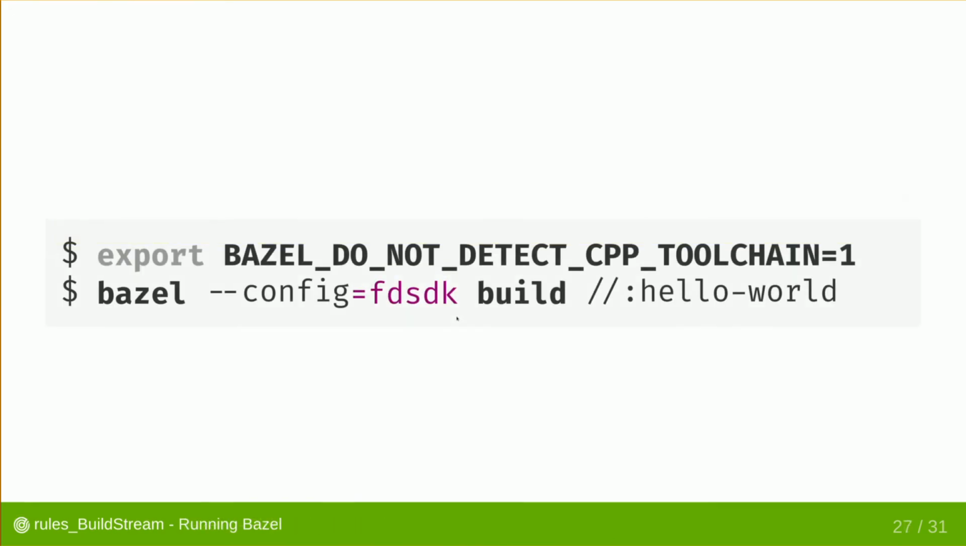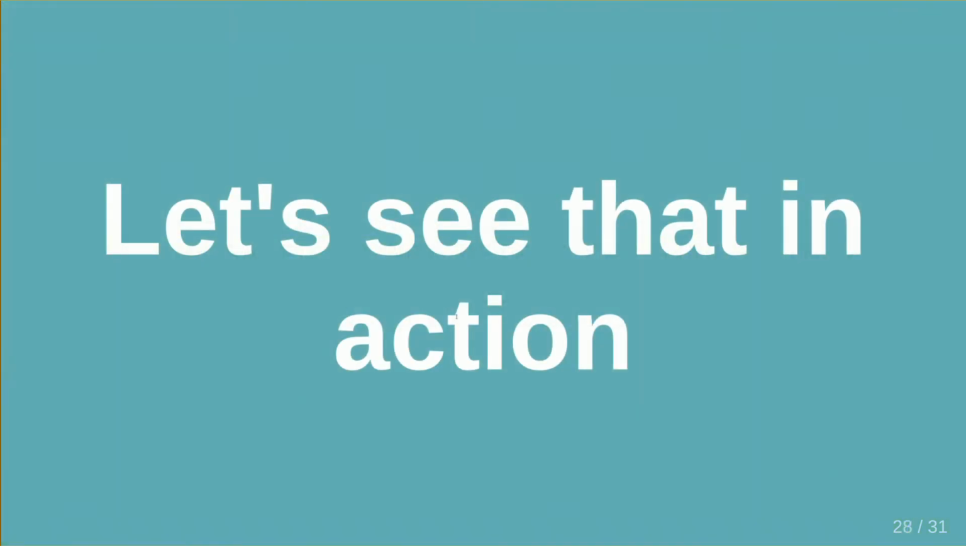Of course, we've got to actually put that together and run Bazel. So we give it an fdsdk config. And we need to set this because otherwise Bazel gets very sad when it can't find a compiler on the host, even when it shouldn't. But it's pretty easy to have that in your environment. Let's look at that.